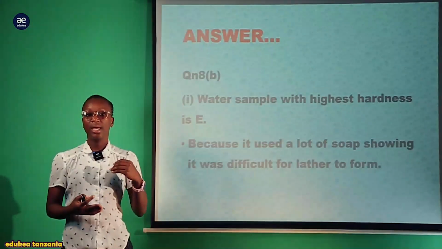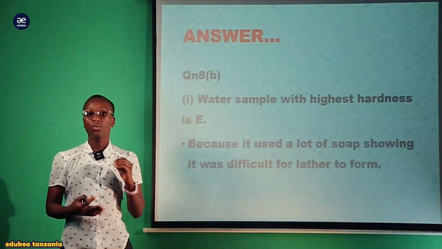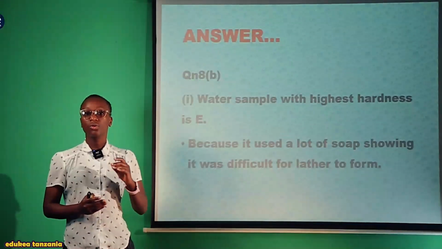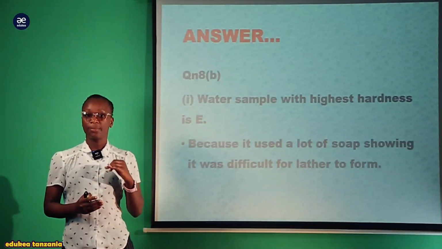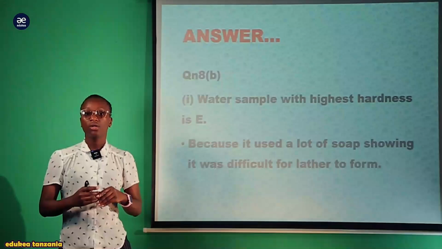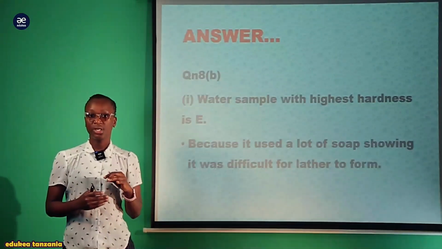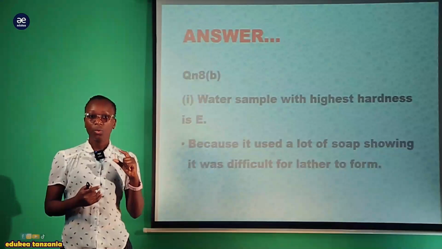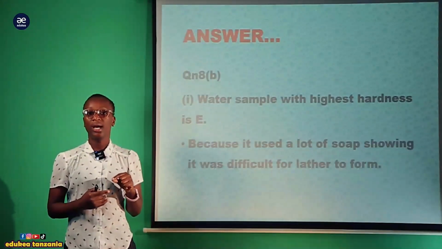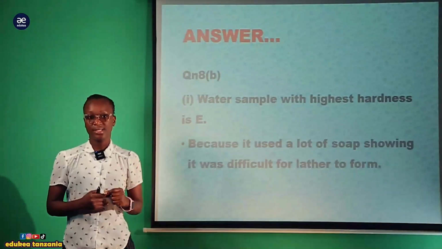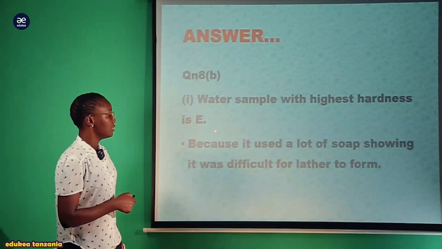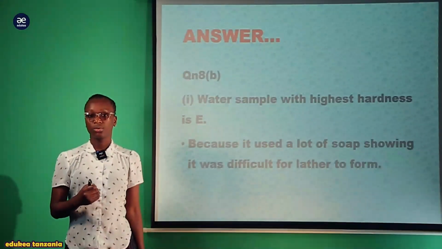mention ile water sample ambayo ilikuwa na highest hardness na utoe sababu. Kwa hiyo tulikuwa na water sample E, F na G. Kwa hiyo swali lilikutaka wewe mention au utaje au identify the water sample ambayo ilikuwa na highest hardness. So water sample with the highest hardness is E. Why E? Unatakiwa utoe sababu.